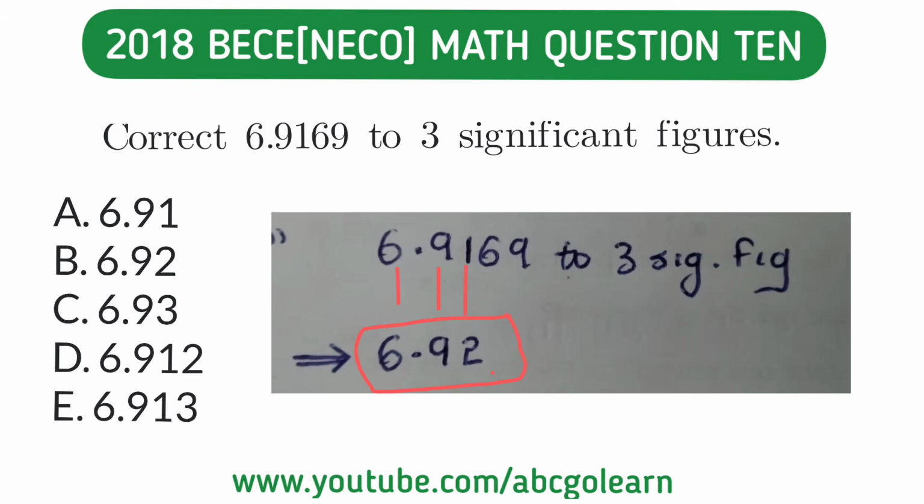So that gives you 6.92. But if you are given something like 9.913, the next digit is less than 4, not more than 4. If it is more than 4, that's when you will round the next number up. But if it is not more than 4, you would leave it as it looks. So our answer here is 6.91.